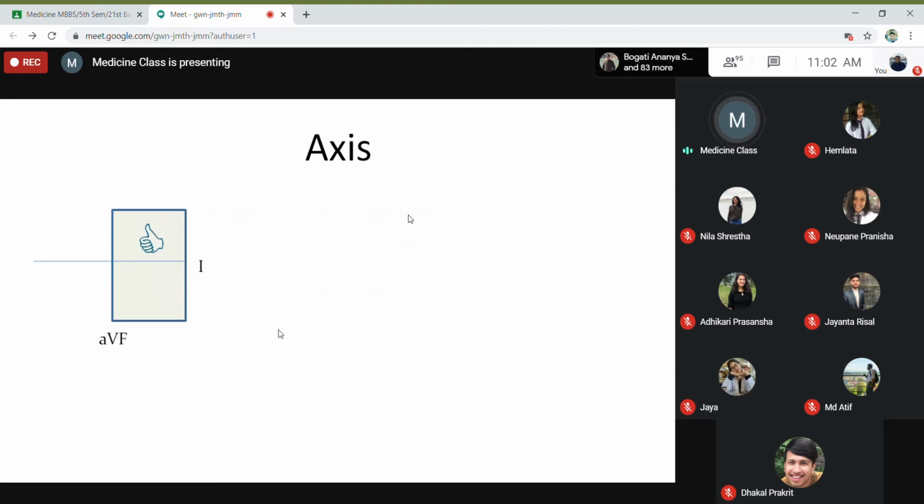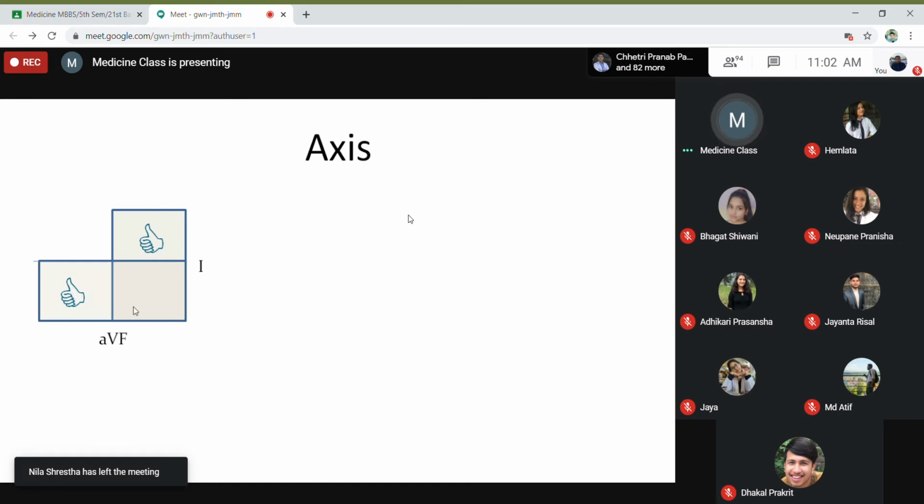Otherwise, there's a very easy way to look at it, the thumb rule. If lead 1 is positive, then this thumb is up, and if AVF is positive, this one is up. So both thumbs up, then it's a normal axis.